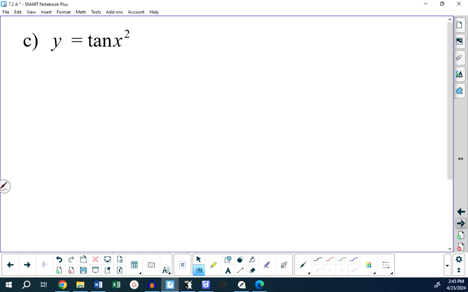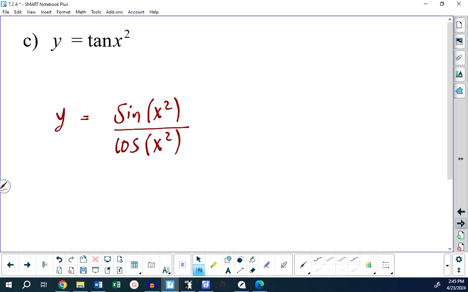Y equals tan of x squared. Uh-oh. We don't know what the derivative of tangent is, so what you need to do is think of this as sine of x squared over cosine of x squared. I like putting the brackets there, even though it's not often typed out that way. And then we can use the quotient rule.